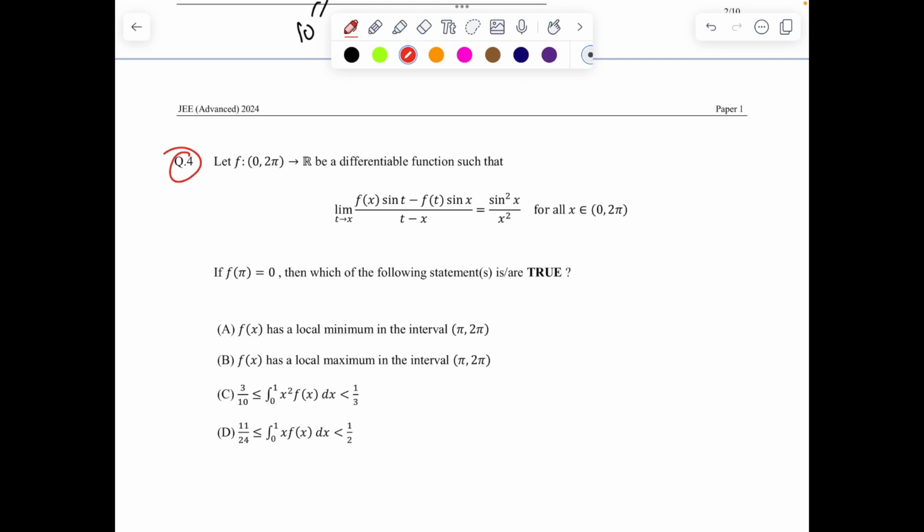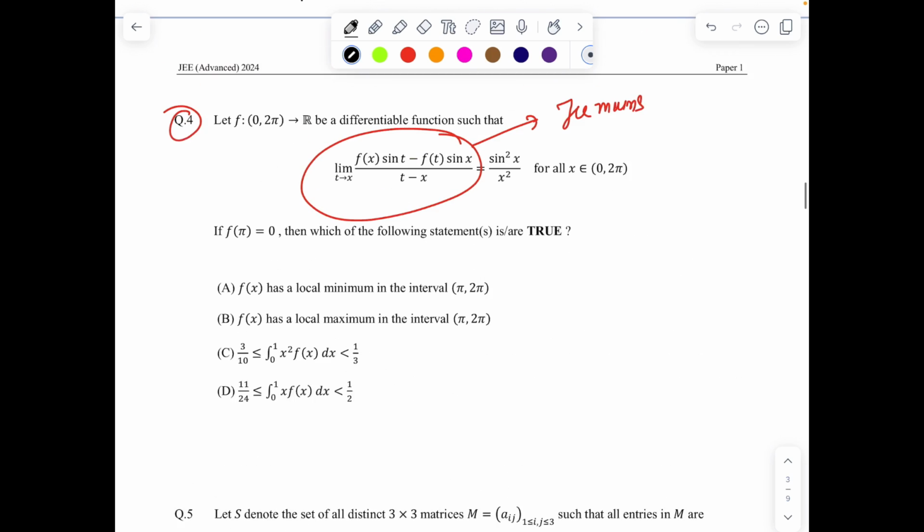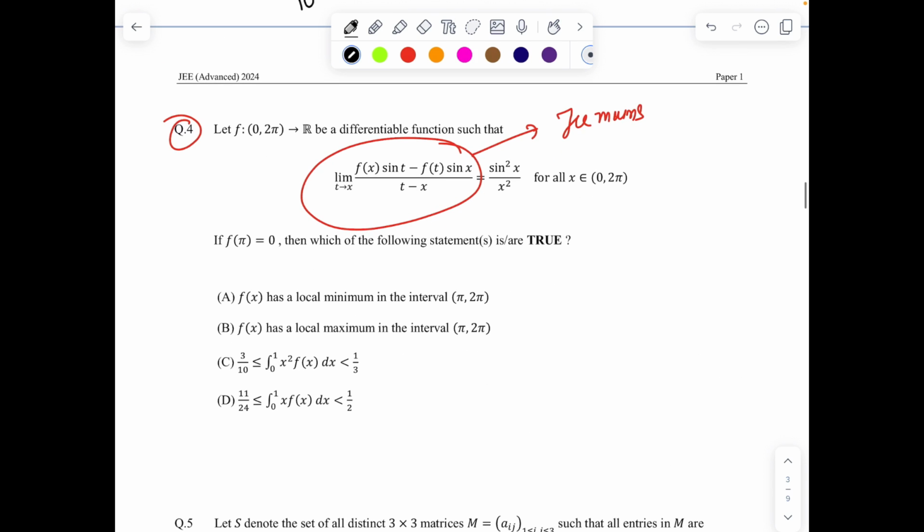Of question 4, again you can see, if the idea comes directly, because a similar question already came in JEE Mains, you can give it a try immediately, otherwise you can move to the next question. So here, for example, if the idea strikes, t tending to x, I can treat x as some constant for the time being. Let's take x equals 1 or 2, so t tends to x, this becomes 0 by 0 form, so use L'Hopital's rule.